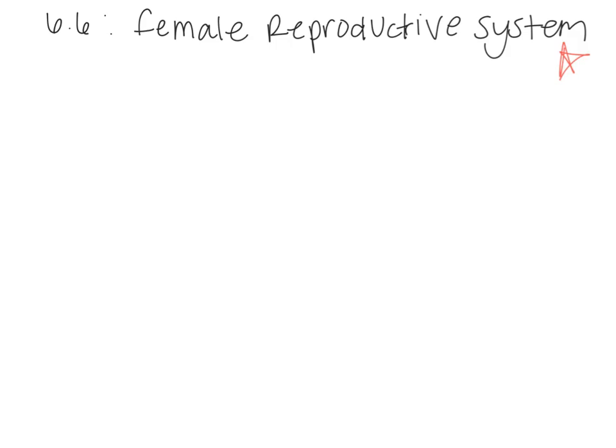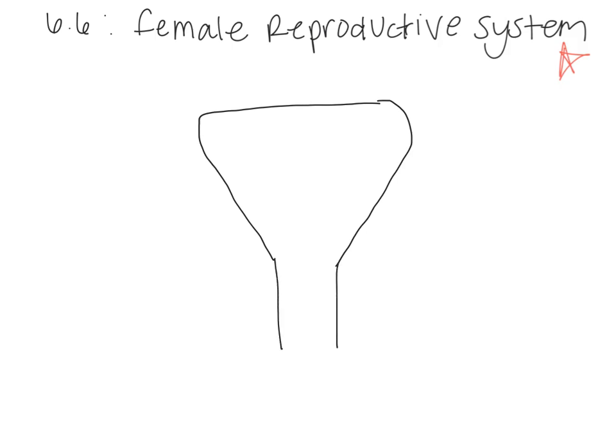Okay, on to the female reproductive system. The female reproductive system is a little bit easier, I think, when drawn from the front view rather than a side view. So first I'm going to start with kind of a triangle shape, the uterus, and that triangle shape uterus empties into the vagina.